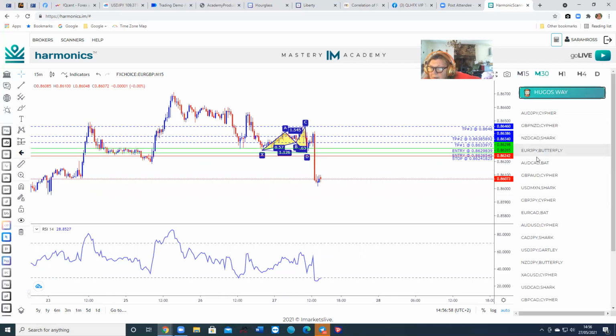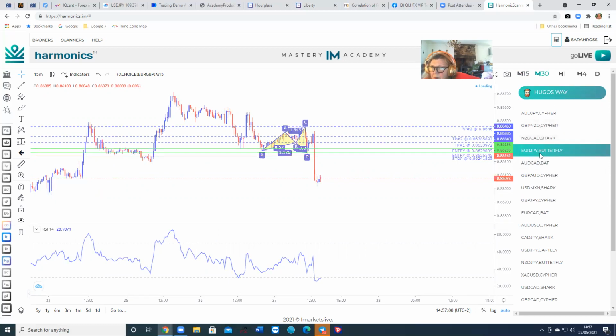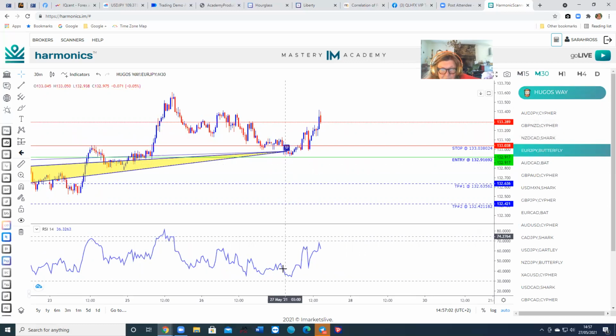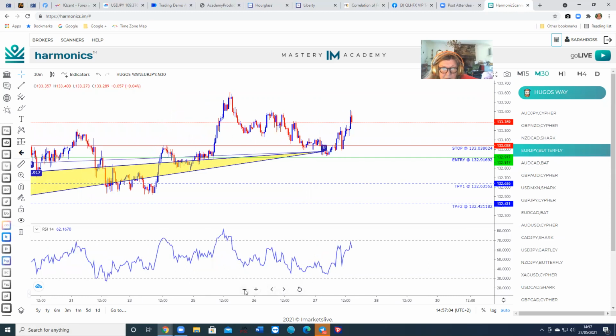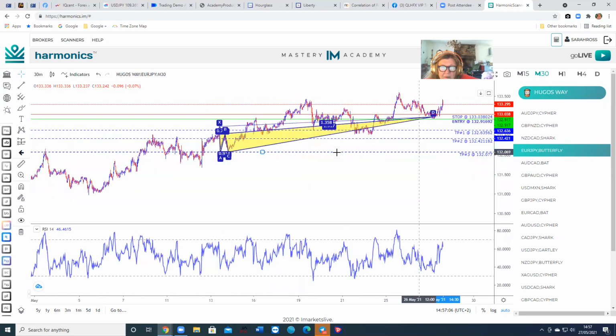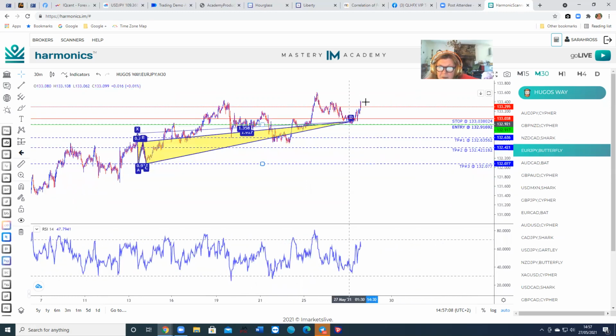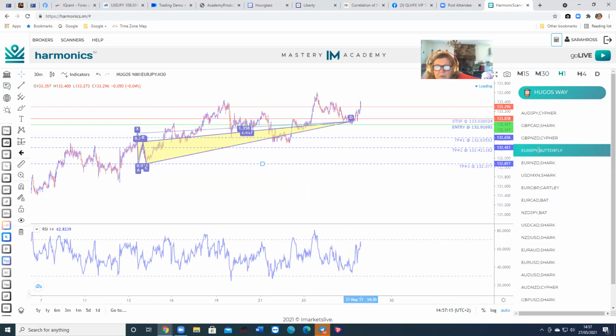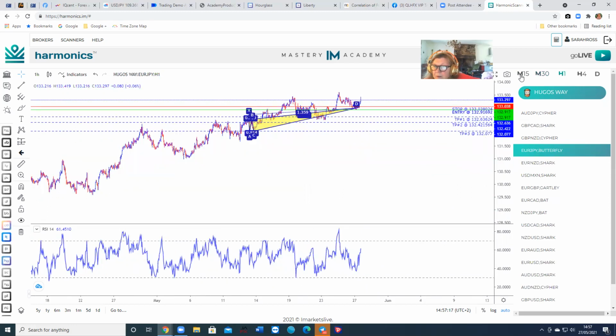Hugo's Way is the other one I tend to have a quick look at. There's Euro JPY. That's a failed scan. That D point has not held at all. That's all weird. Let's see, yeah, seems to be smaller scans at the moment.